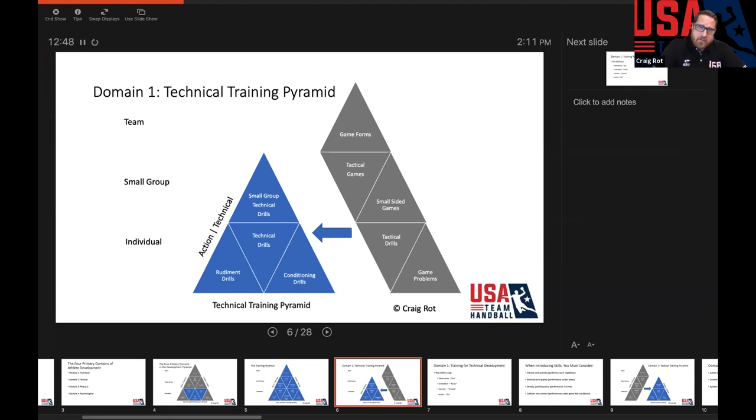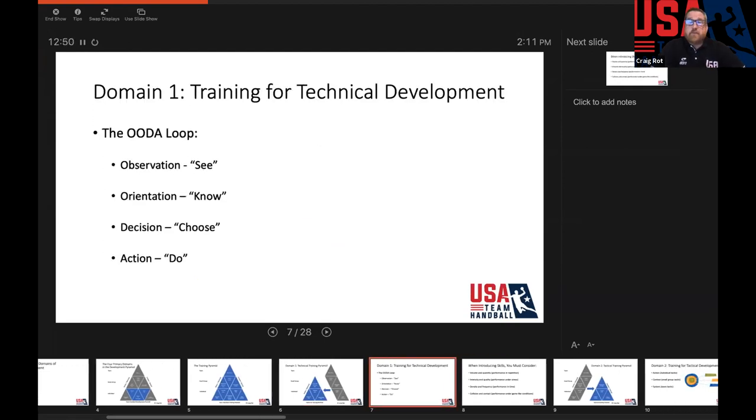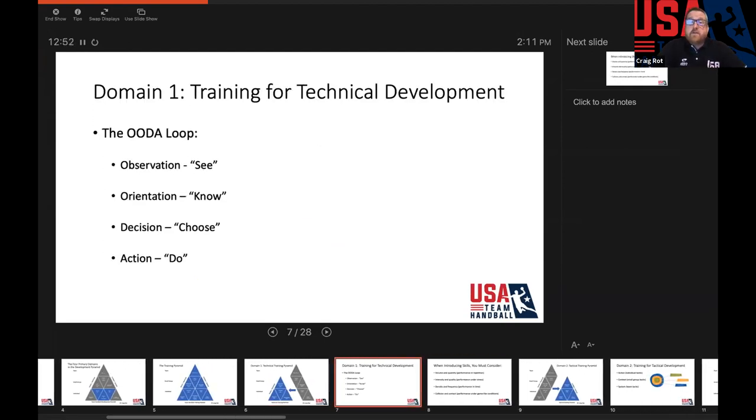We have to think about this first domain. This first domain is important because of what's known as the OODA loop. Okay, the OODA loop is very important. Observation, orientation, decision, action. In the game, all technical skills are required to perform. And if you look, observation, now you're talking about decision-making. You're talking about problem-solving. You have to see, know, choose, do.